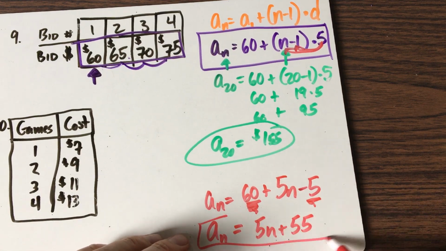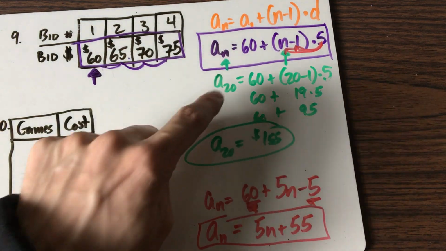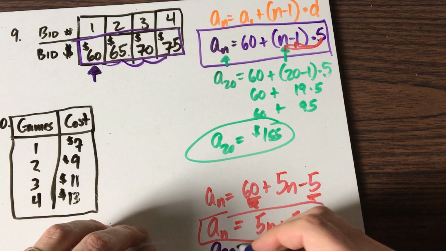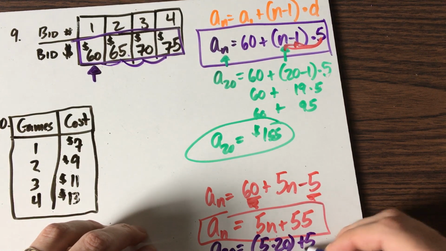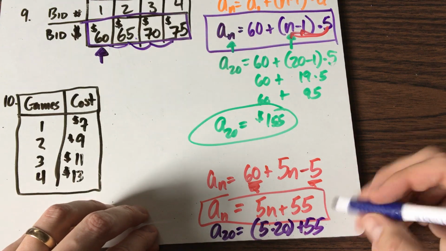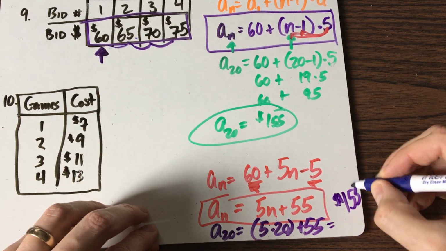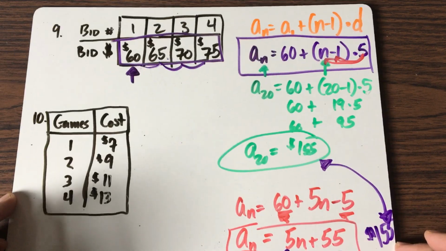A with an n underneath it equals 5n plus 55. It's the same thing as this, right? If I put 20 in this formula, I'll get the same answer, right? If I put a 20 right here, I'll do 5 times 20, which is 100, 100 plus 55, and 100 plus 55 is the same thing, right? Still 155. That's what I got right there too. So I get the same thing. It's just a different way to do it.